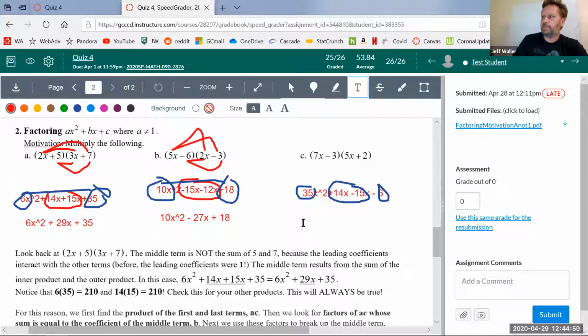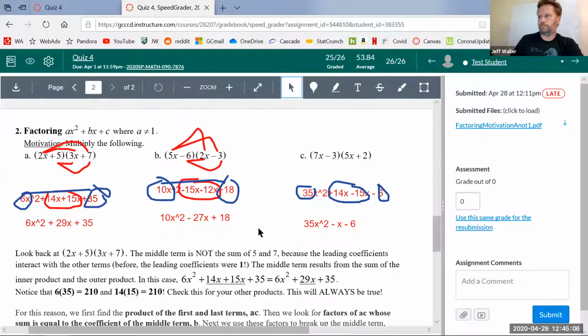By the way, this final answer here would be just for the multiplication, 35x squared minus x minus 6. Okay. Now notice something. What we just discovered is very important. It's going to be the basis of the process we use, right?